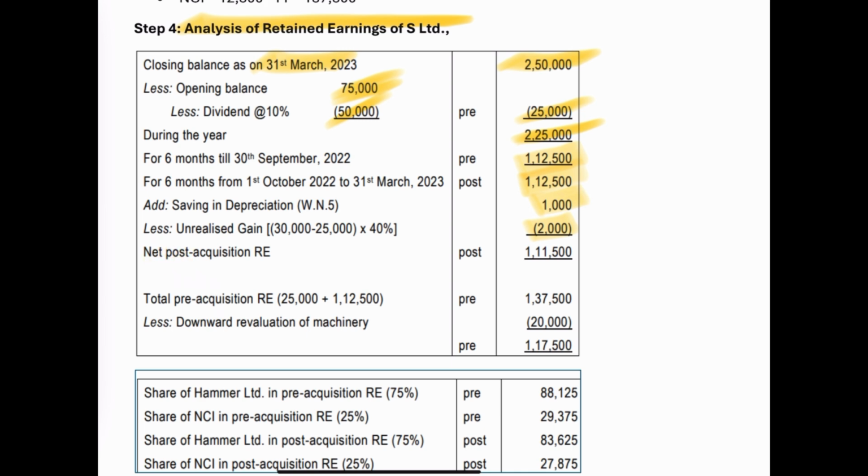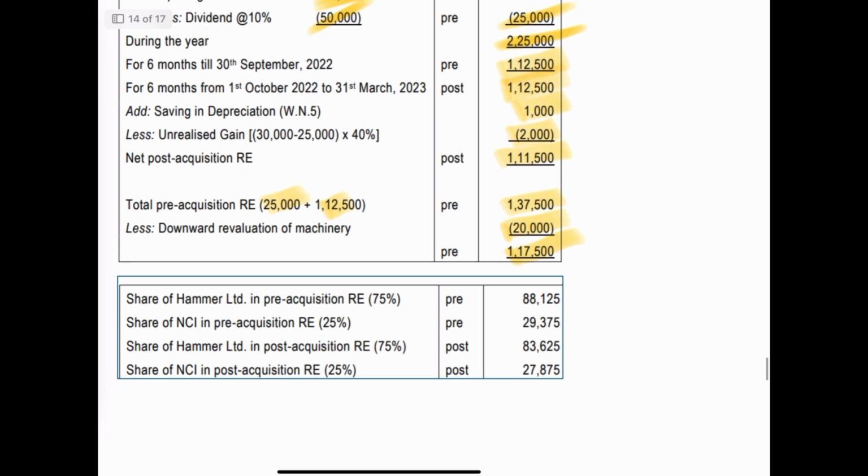So with all this, the post-acquisition retained earnings comes to 111,500. Okay, so post-acquisition retained earnings is 111,500 and pre-acquisition is 137,500, being 112,500 from the profit and opening of 25,000. So together it is 137,500. And from the pre-acquisition, there is an overvaluation of machinery included here that we have to eliminate. So net will come to 117,500. Now we have the pre-acquisition profit of 117,500 and post-acquisition profit of 111,500.